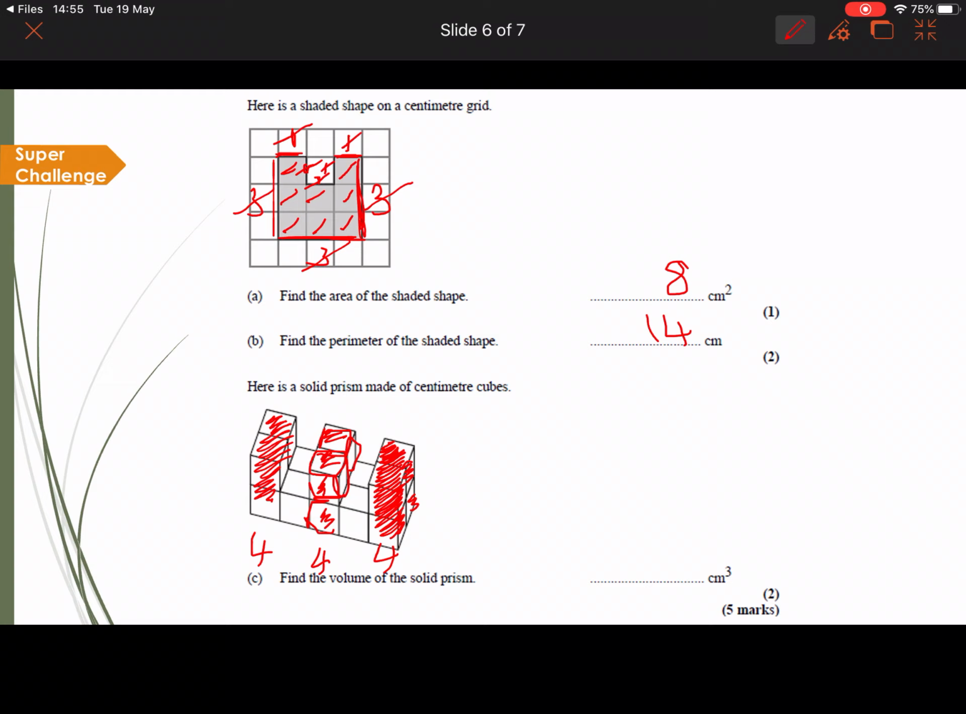Then I can see that I have 2 cubes here and another 2 here, and I need to add them up. 4 plus 2 is 6, plus 4 is 10, plus 2, 12, plus 4, 16. So I know that the answer is 16 centimetres cubed.